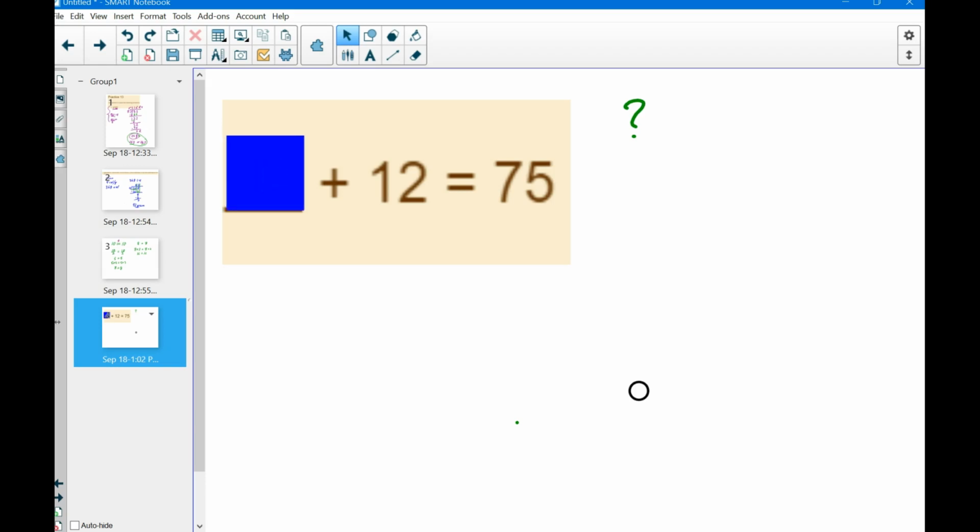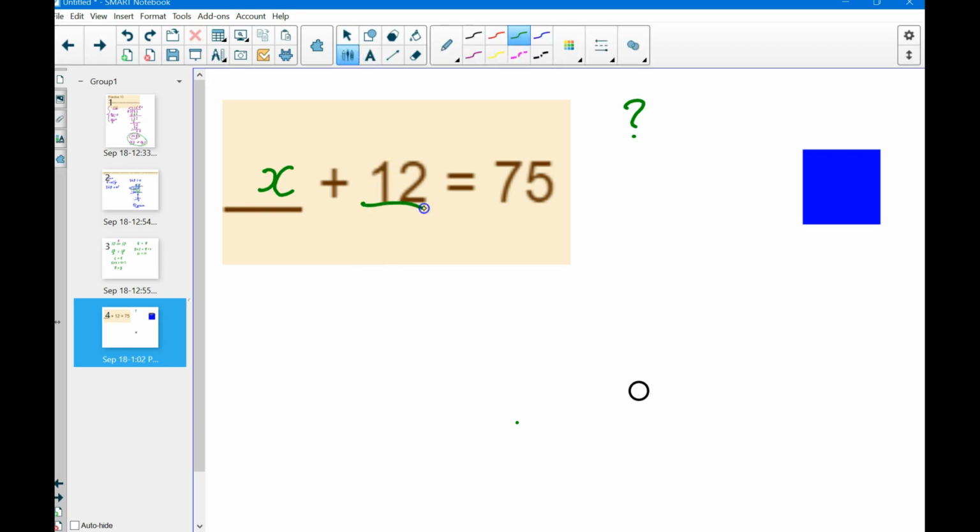Well, actually, the blue square is a hidden letter X behind the box. This is where algebra comes into play. So knowing what we know from the previous page, if I want to find out the value of X, I need to get rid of this number here. That's got to go. The easiest way to get rid of that is if I did something like this: X plus 12. Remember, if I do this on that side, it's going to be equal as long as I do the same thing on the other side. So you see what's happening? I'm subtracting 12 from both sides.